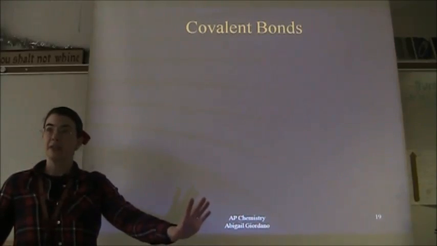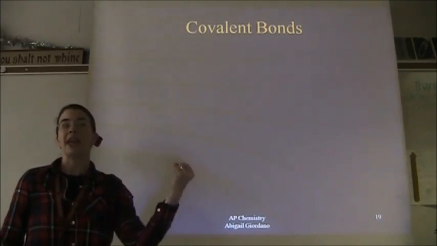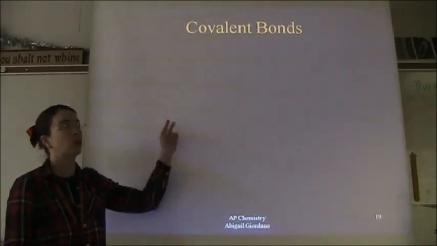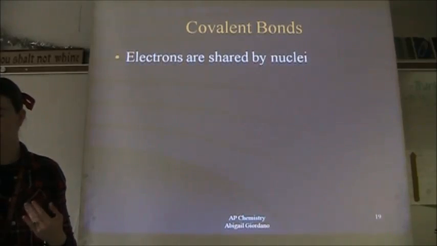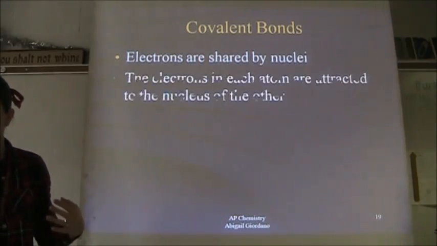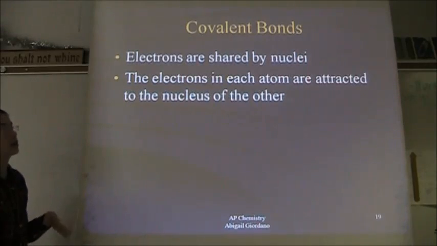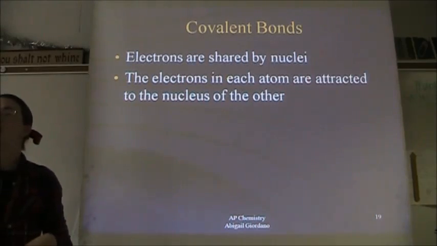Ionic bonds: one atom loses electrons, one gains. There's a transfer. What makes covalent different? They share electrons. Okay? And there's a lot of forces at play here. The electrons of one of the atoms will be attracted to the nucleus of the other.